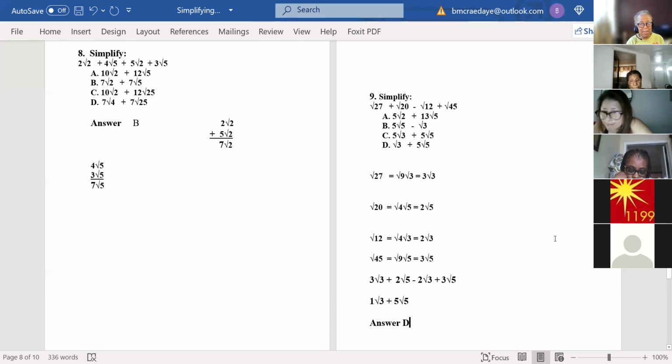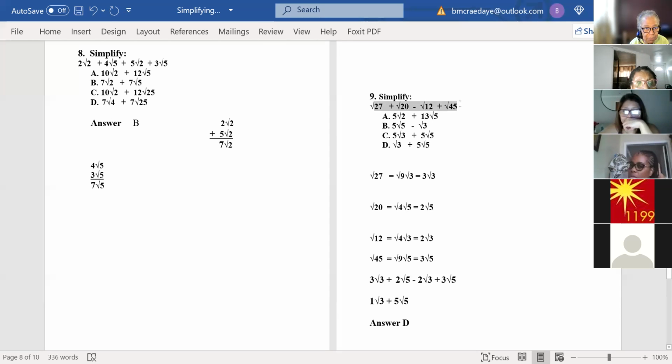Questions on number 9? Yes, Vanessa. Miss Barbara, so we are adding or subtracting the coefficient. Yes, it's always the coefficient, Vanessa. What you did, you simplified each of the radicals, and notice they all have coefficients, right? Then you plug back in what they are. See, look at this.